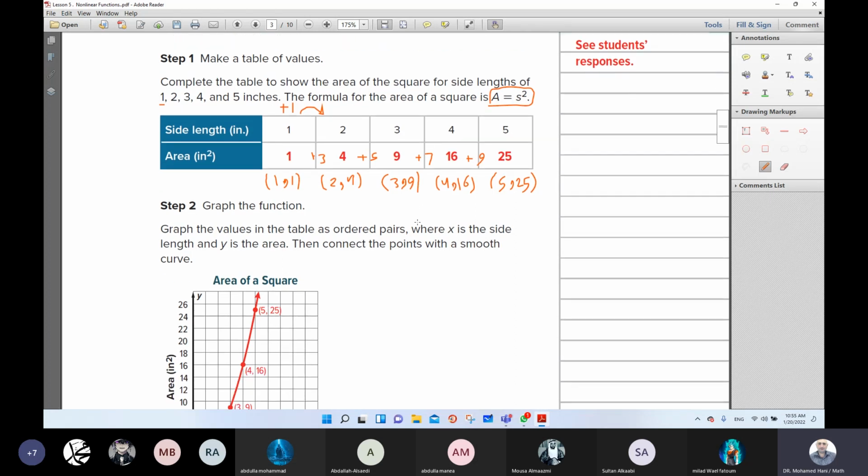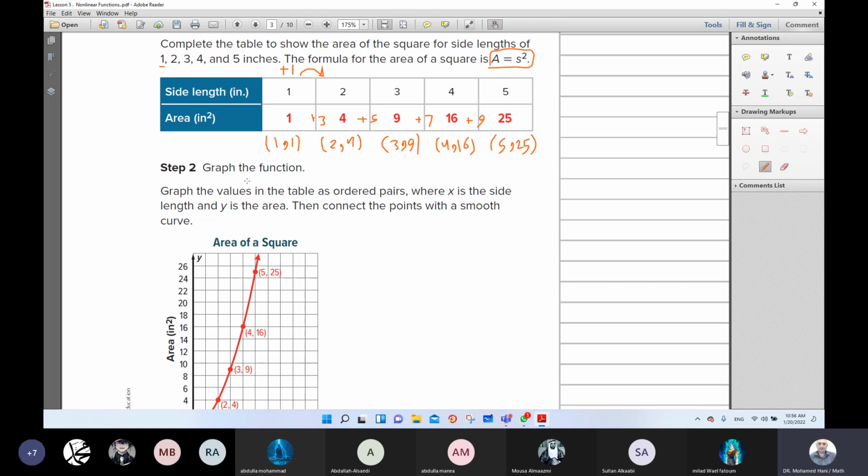The graph, the function. Graph the values in the table as ordered pairs, where x is the side length and y is the area. Then connect the points with a smooth curve.